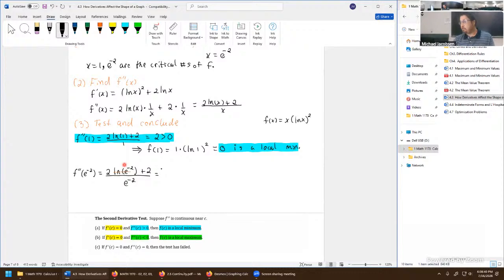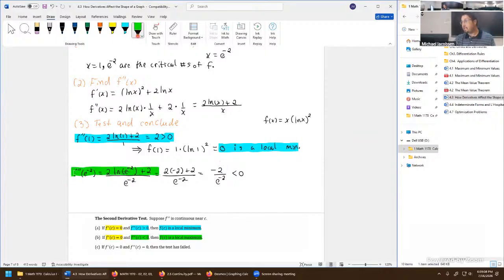So this becomes 2 times negative 2 plus 2 over e power negative 2. That means it's negative 4 plus 2, so negative 2 over e power negative 2. E power negative 2 is positive. E to any exponent whatsoever is a positive number. So that means we have a positive dividing into a negative. It's automatically less than 0.